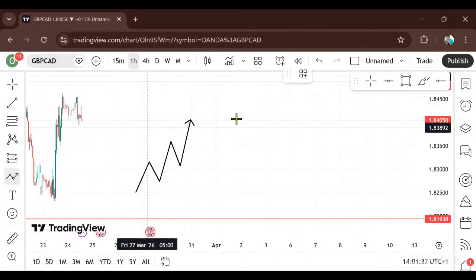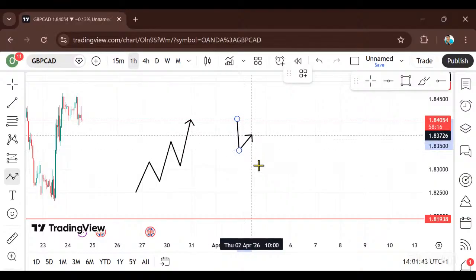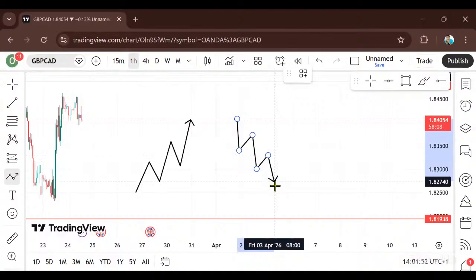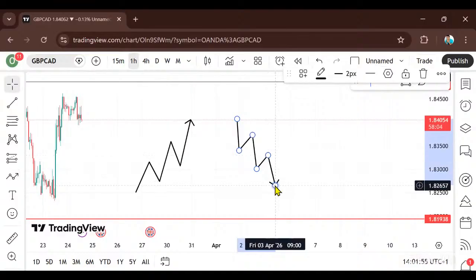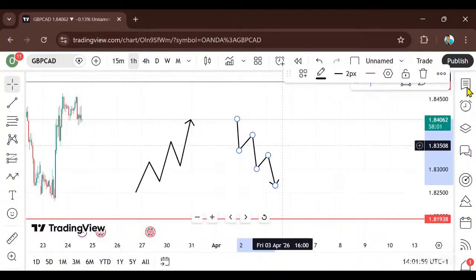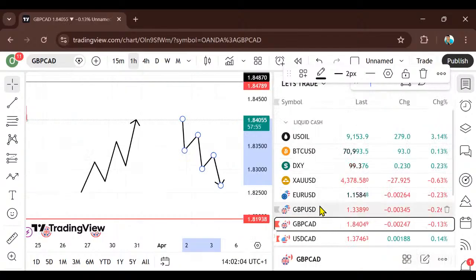Then the second one is obviously downtrend. So if the market is making lower lows and lower highs, we say that the market is what? We say that the market is going down, right? So you have to have this in the back of your mind. Now let's head over to my Forex chart. Let's go and check GBP USD.